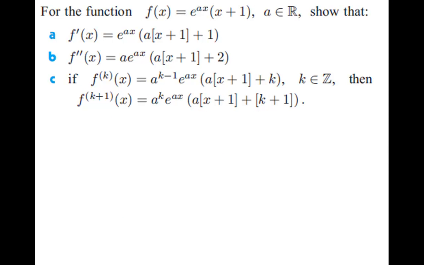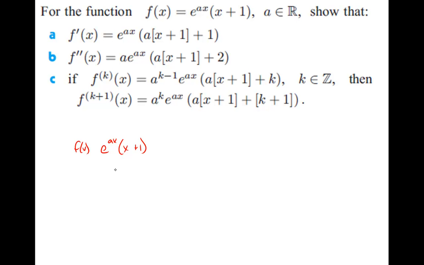Let's do one more. Why not? Let's throw in something with e, right? Okay, so for the function f of x equals e to the ax times x plus 1, show that the first derivative is, and then we got some fun. So to get the first derivative, obviously this is going to need a chain rule, so I got e to the ax, chain rule, x plus 1, product rule.